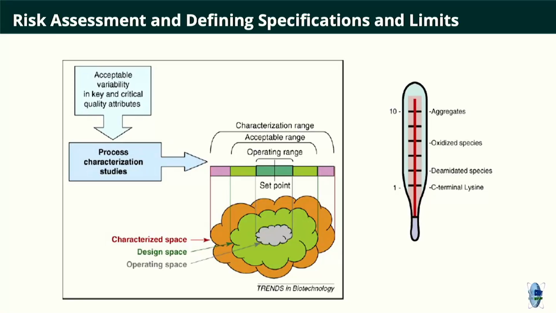So what are the risk assessment and defining a specification of a limit? You have to understand how much variation can be introduced by different processes, right? Once you are manufacturing, what is the limit that we are going to set? Let's say the set point limit. What is the operating range, in which the variation can be tolerated? What is the accepted range, and what is the characterization range? This has to be very well defined for any product or process characterization study, right?